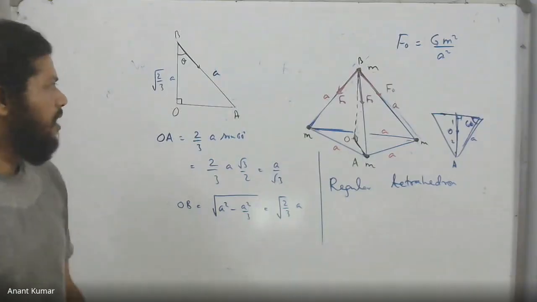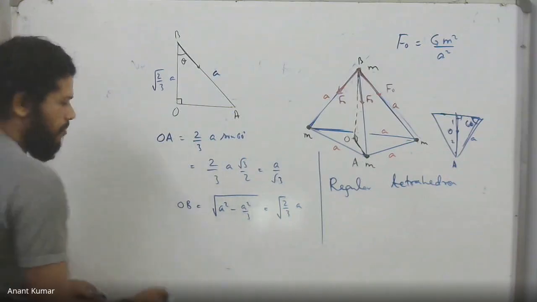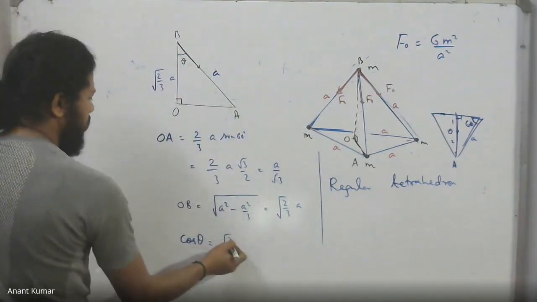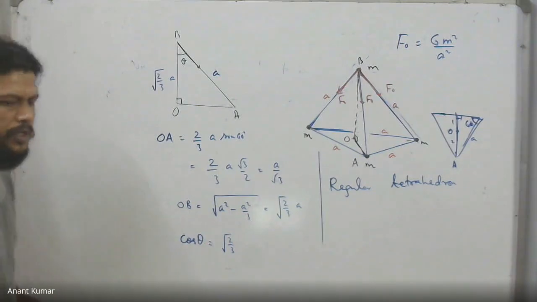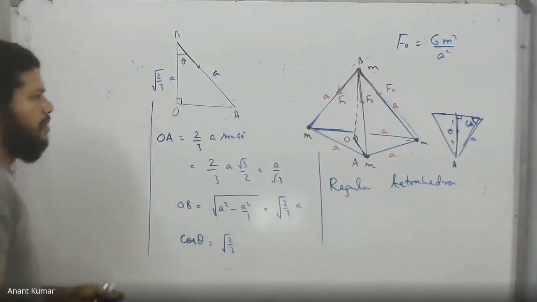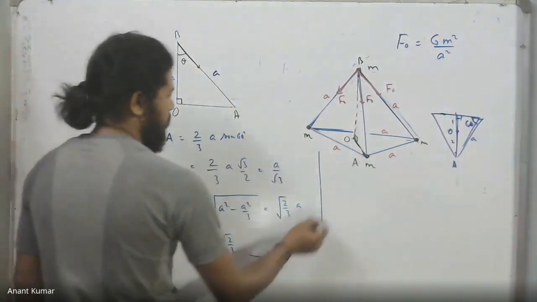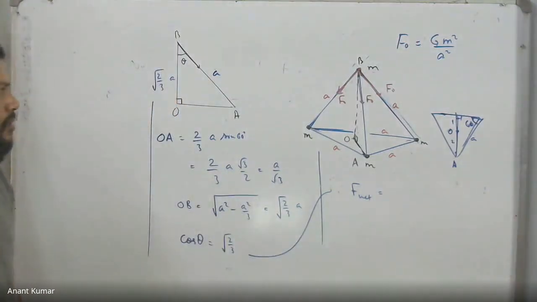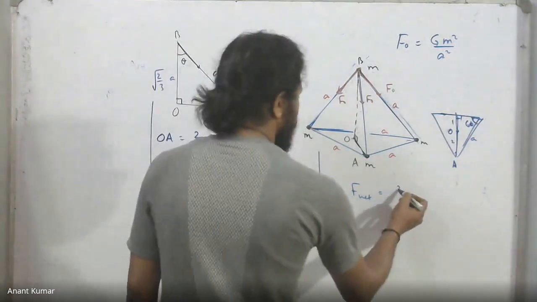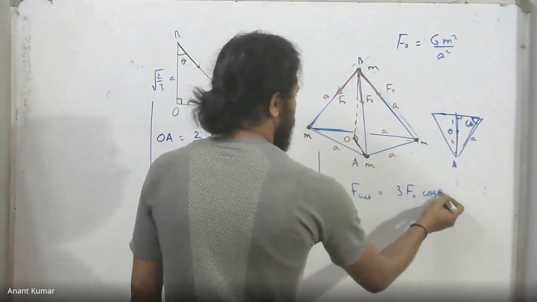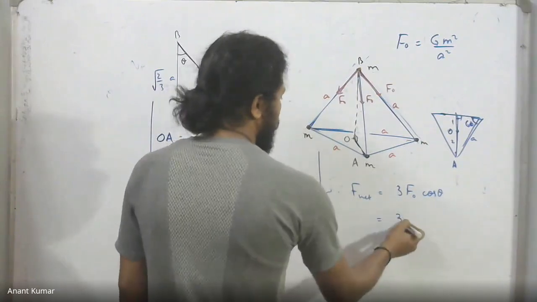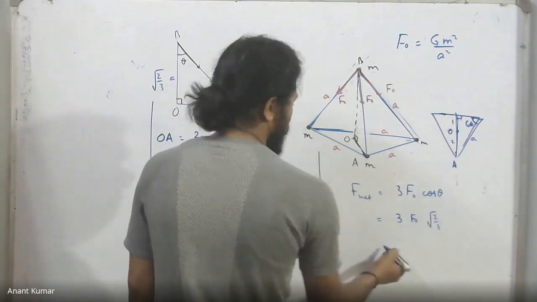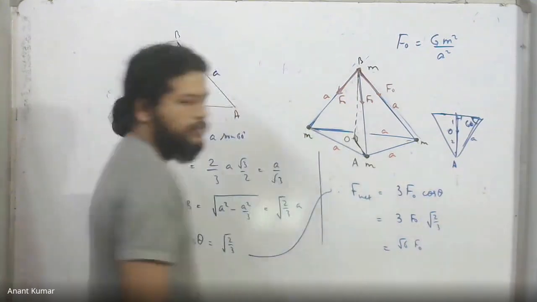Once I get to know OB, I can find cos theta. Cos theta becomes base by hypotenuse. Base is this one, hypotenuse is A, so cos theta turns out to be root 2 by 3. And therefore, if I look at the net force, that turns out to be 3 times F naught cos theta. And that gives us in this case 3 into F naught into root over of 2 by 3. That makes it root over of 6 F naught actually. Okay, that is the force.